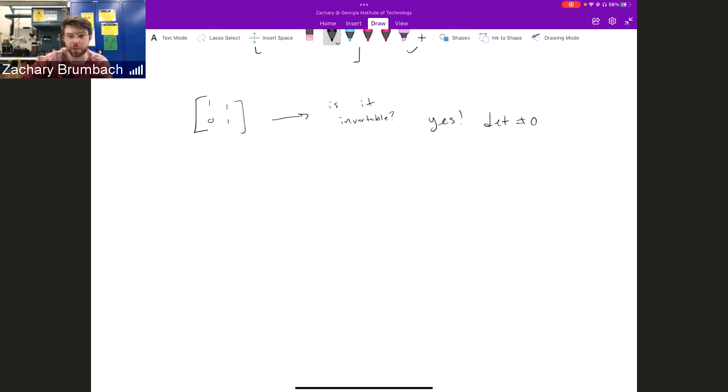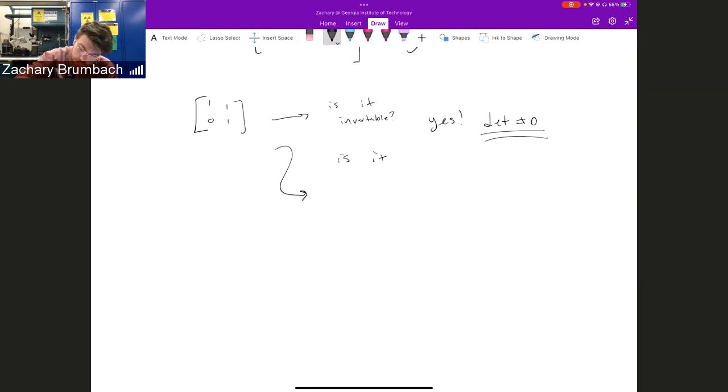Simple as that. If you have a matrix and they ask you if it's invertible, and it's easy to find the determinant, if it's not 0, it is invertible. If it is 0, it is not invertible. We don't want it to be 0. All right.